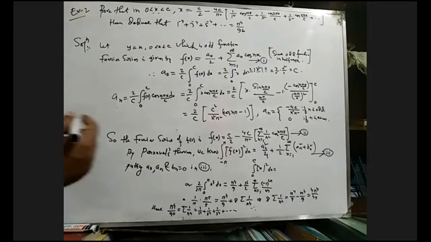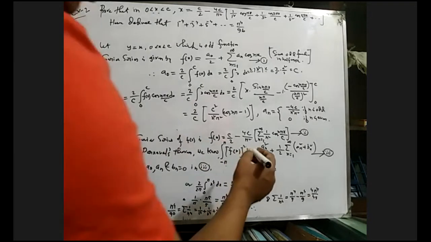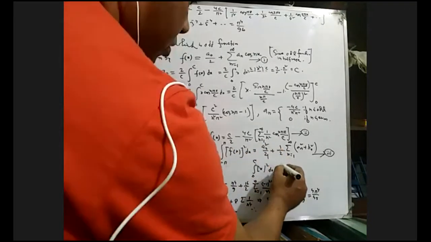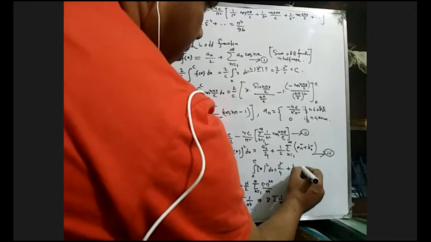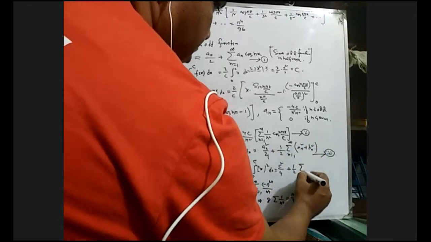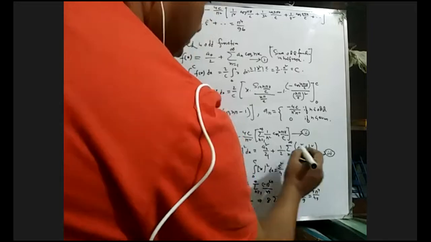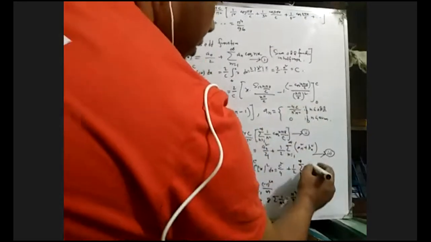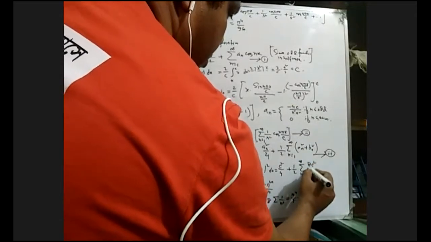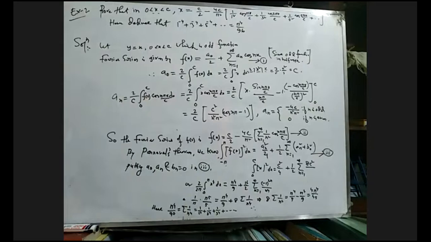To c, only x whole square, then what? C square by 4. This c square by 4 plus half, summation n equals 1 to infinity, n equals this one. So we can write 8c square by pi to the power 4.